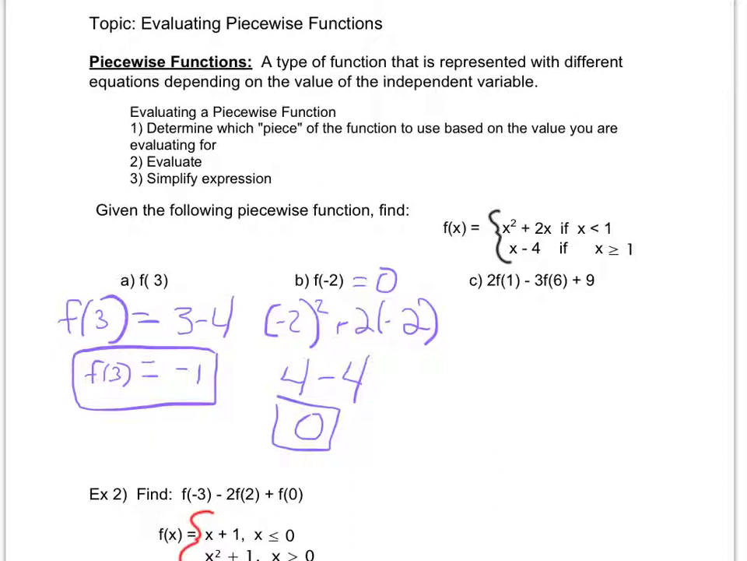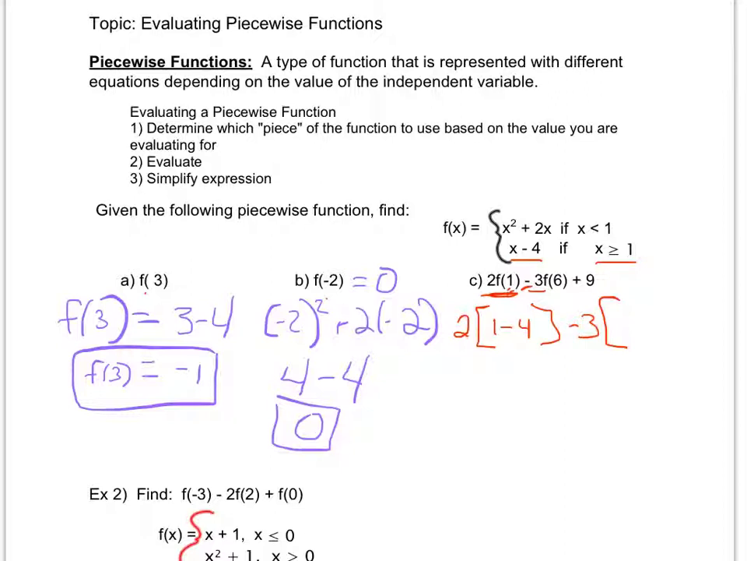Looking at this last piece, notice that here I was evaluating for a single value. Here I'm evaluating an expression. So I'm still going to look at one piece at a time. I'm going to have 2 times f of 1. What is f of 1? It tells me to first choose my piece. If x is greater than or equal to 1, I choose this function here. So I'm going to plug 1 into this function, 1 minus 4. Then I'm going to go ahead and drop my minus 3.